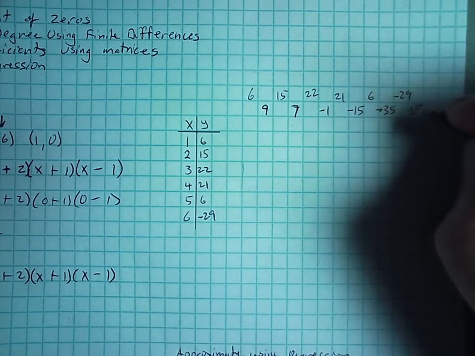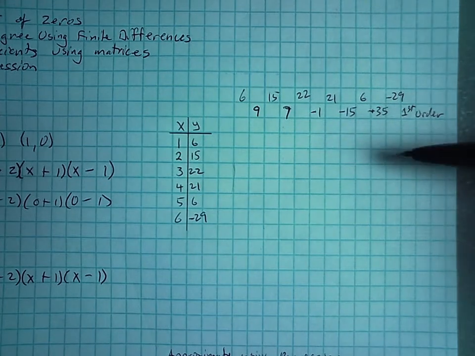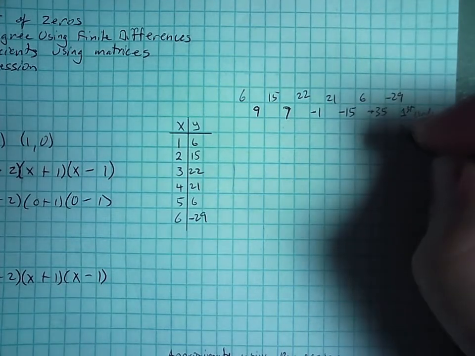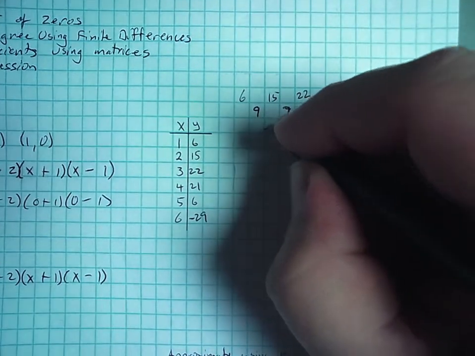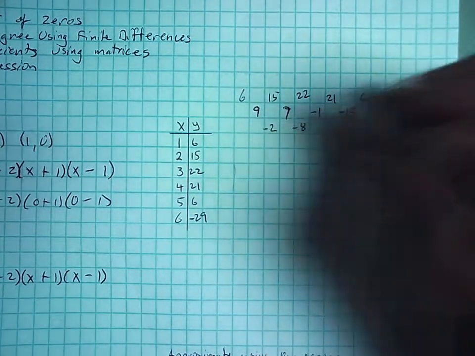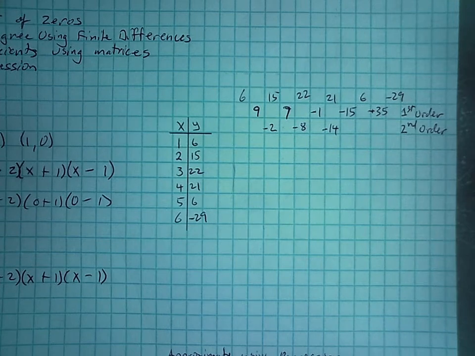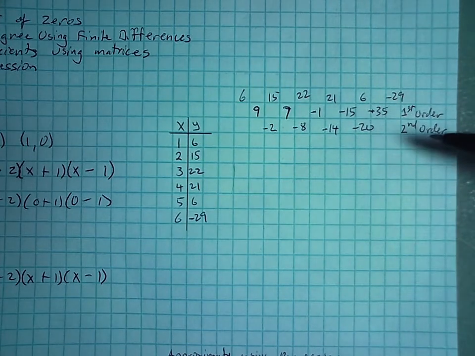So these are called the first order differences. The only thing that's significant about them is if they were all the same, then the relationship would be first degree or linear. These are not all the same. So what I'm going to do is find the second order differences, or take the difference again. To get from 9 to 7, I go down 2; 7 to negative 1 is down 8; negative 1 to negative 15 is down 14; and negative 15 to negative 35 is down 20. These are also not the same. If these were all the same, I would expect a second degree relationship, or quadratic.